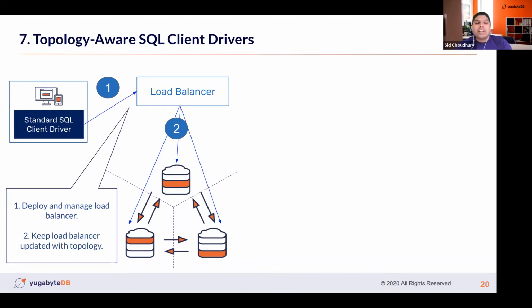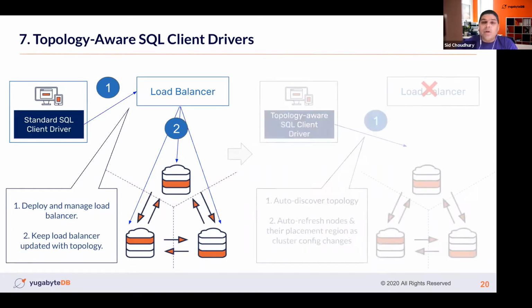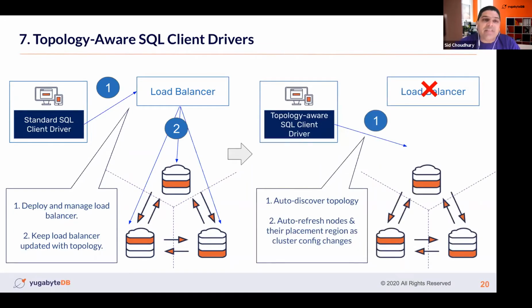But the challenge then kicks in that now I have to physically manage a load balancer, and I have to make sure that as I'm adding and removing nodes, I'm going and updating the load balancer list with that information. So it increases the operational burden. What if we could have topology-aware SQL client drivers, where we take the load balancer out of the equation? Each client driver directly communicates with the nodes of the cluster in such a way that it knows which shard is mapped at which node.